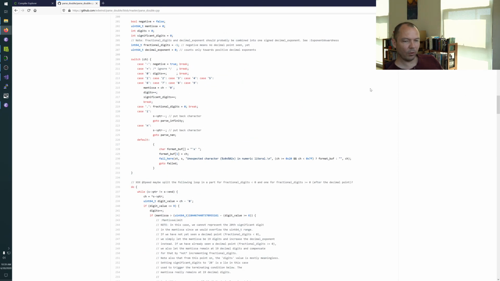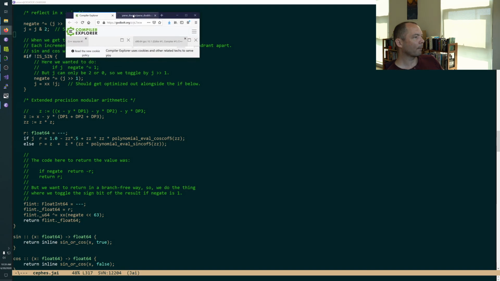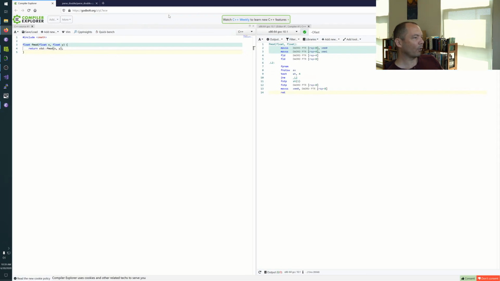FPREM is 31 cycles on Coffee Lake. You can do a lot in 31 cycles.